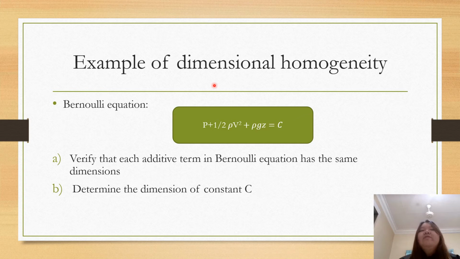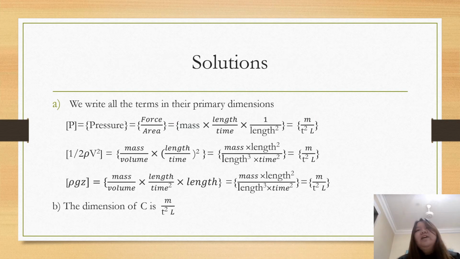Now I have a simple example of dimensional homogeneity. We will use the Bernoulli equation. So this is the Bernoulli equation. First of all, we have to verify that each additive term in the Bernoulli equation has the same dimensions. Second, we have to determine the dimension of the constant C. Okay, now let's do it together.